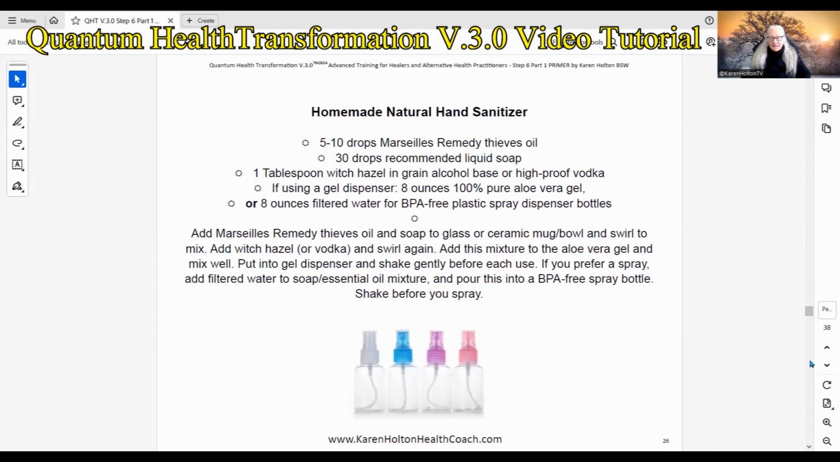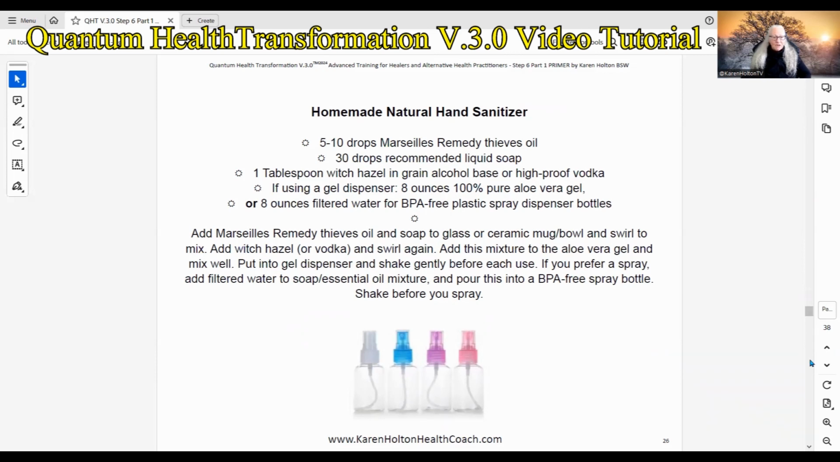Homemade natural hand sanitizer. I went to the health food store to find a natural hand sanitizer because I react to the isopropyl alcohol that's in the standard mainstream hand sanitizers. And I looked at it and the price was ridiculous, like $20 for a little tiny spray bottle. So what I did was I just read the ingredients and then I went home and made my own.